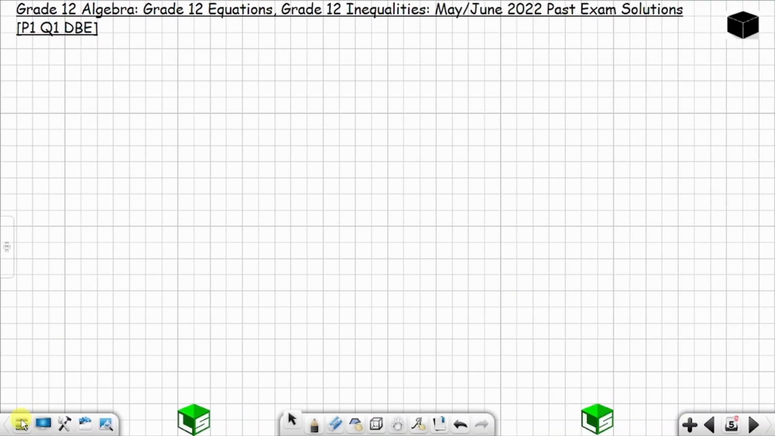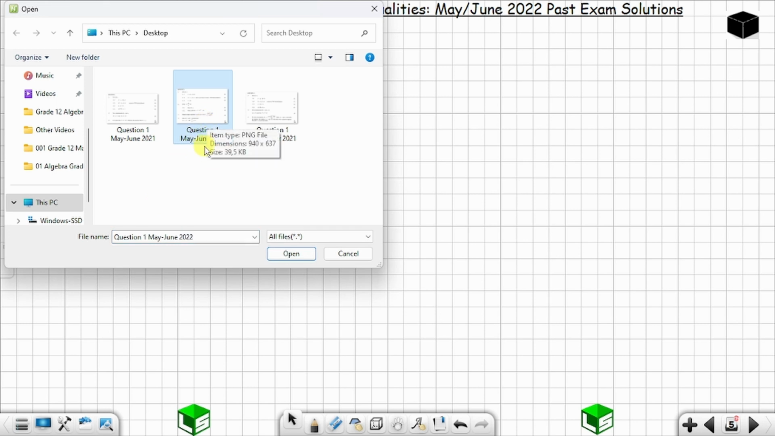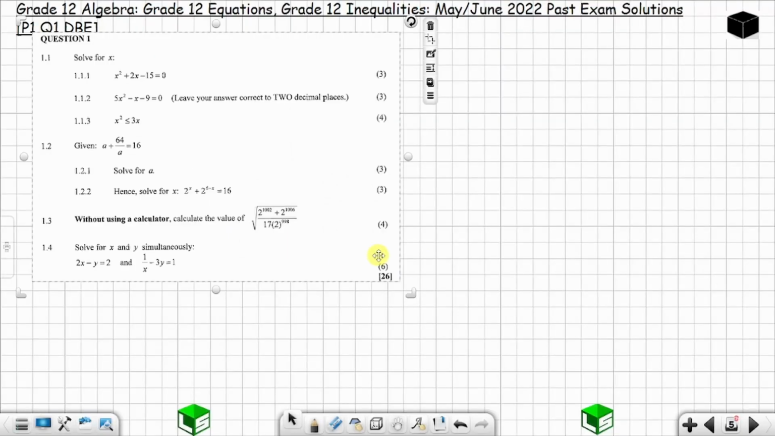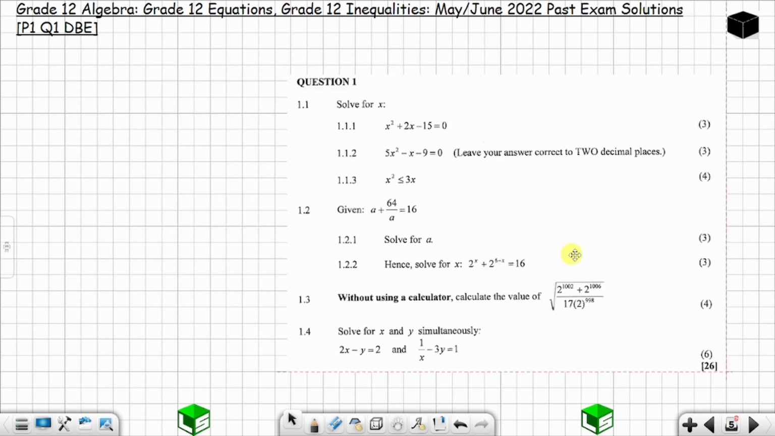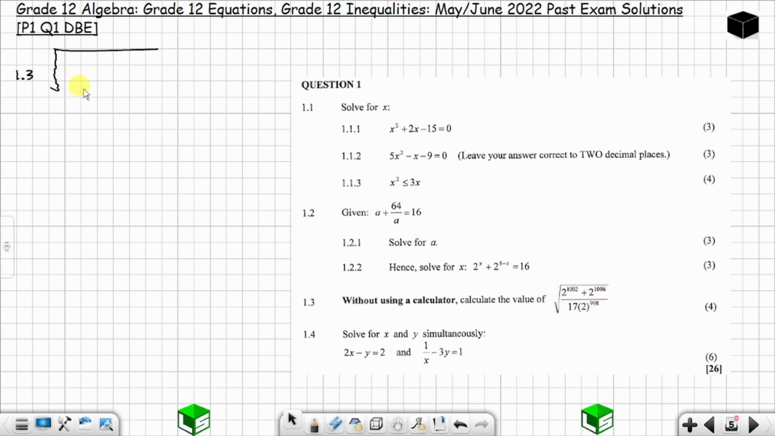Okay, let me get the question again. Okay, question 1 from May, June 2022. Okay, so we are done with this question. Now it's 1.3. 1.3, without using a calculator, calculate the value of this. Okay, you have this. You can see this. This is what we are given, right? And this question is 4 marks.